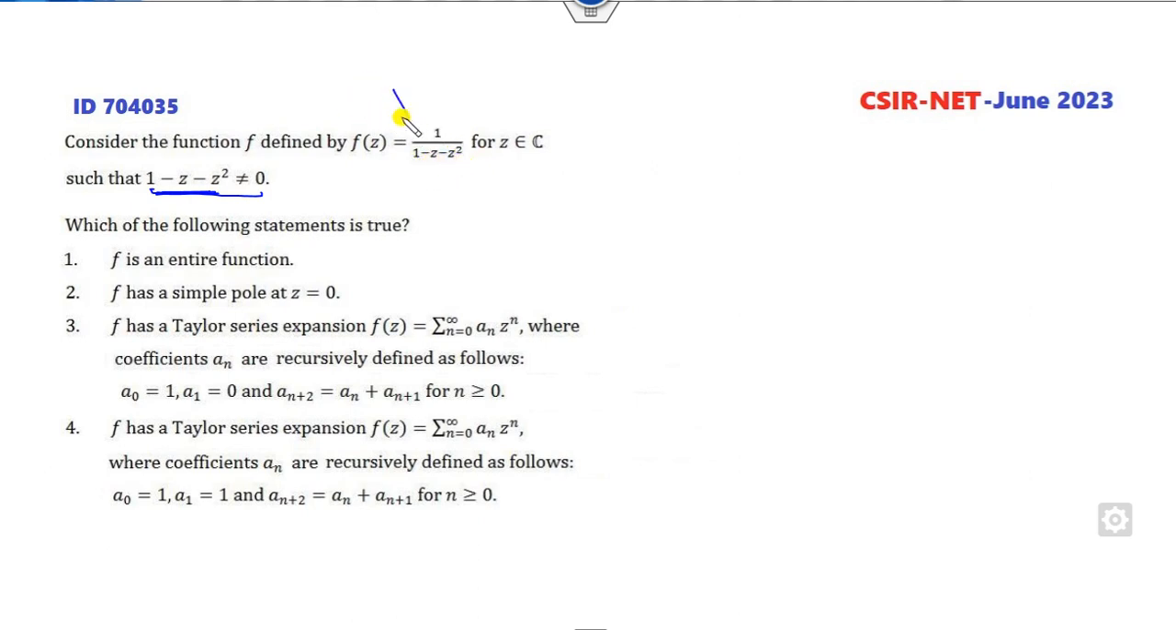It means they have no pole. So once there is no pole, it is an analytic function, or you can say it's an entire function. Then the student can take this option. But remember, this is not the right way. What is the meaning of this?